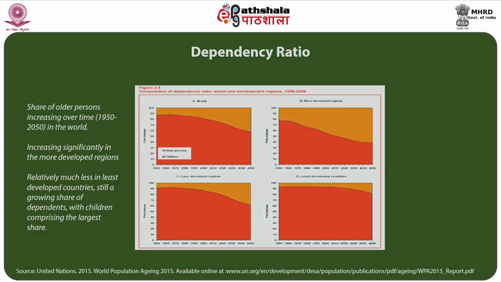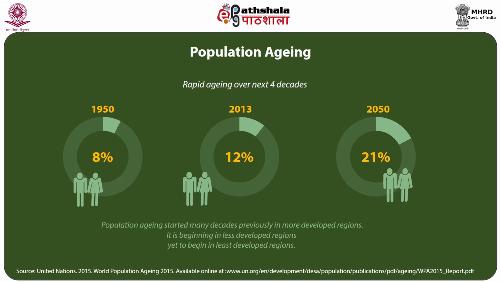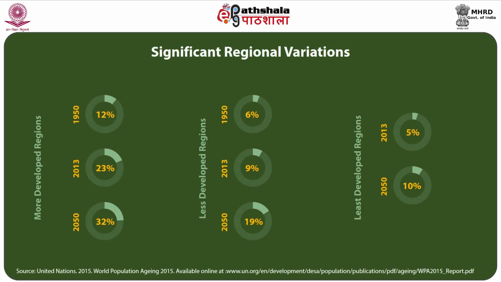By virtue of these changes in the different age groups, the obvious effect is on population aging, which is reflected through the share of older persons, and it clearly shows that in the world as a whole, the elderly population has increased from 8% in 1950 to 12% by 2030, and the projection shows that by 2050 there is going to be a further increase to 21% in the next 4 decades.